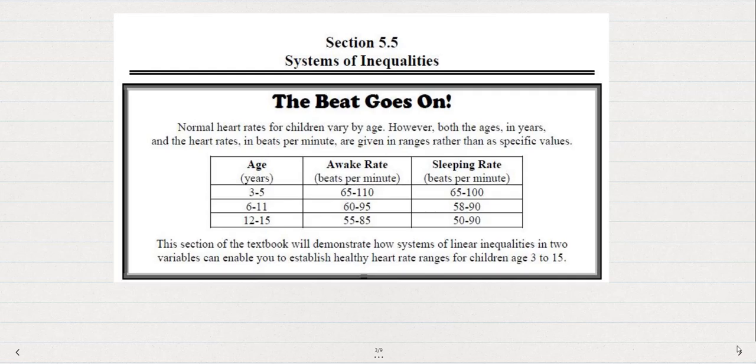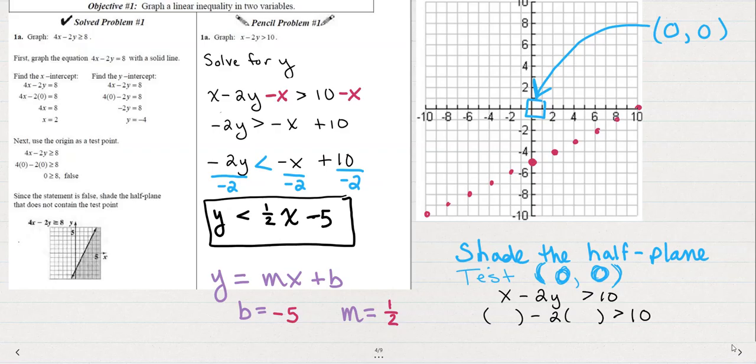Let's look at another example. If I want to graph x minus 2y is greater than 10, the first thing I'll do is solve for y. To solve for y, I'm going to subtract x from both sides. So I'd have x minus 2y minus x leaves us negative 2y is greater than 10 minus x, or negative x plus 10. And then I'm going to divide by negative 2. But when I divide by negative 2, notice that the inequality changes from greater than to less than.